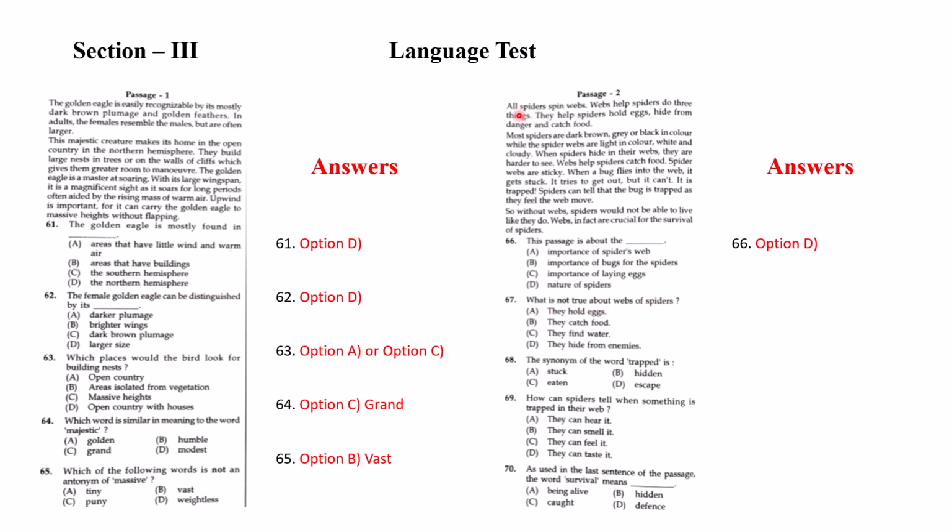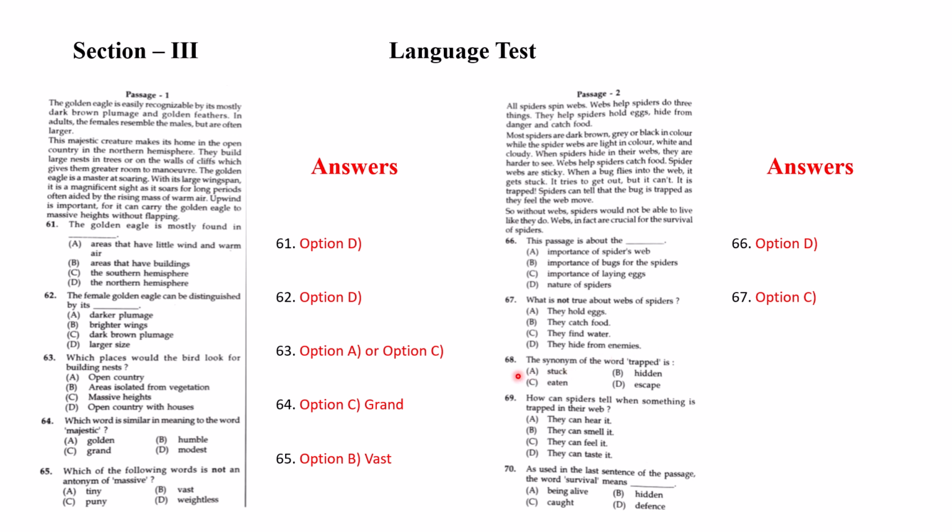Next, what is not true about webs of spiders? If we read the first paragraph here, all spiders spin webs. Webs help spiders do three things. They help spiders hold eggs, hide from danger, and catch food. They hold eggs, they catch food, and they hide from their enemies. So option C is not true about webs of spiders. Therefore, the correct answer for this question would be option C.